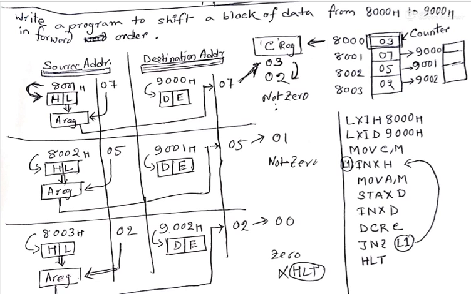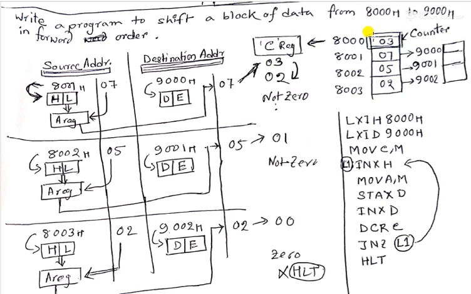So how will we shift a block of data from 8,000 location to 9,000 location? First of all, we have to know how many data have to be transferred. If I do not know how many data have to be transferred, then how can I transfer them to this location? So we assume first that in 8,000 location there is a counter value.